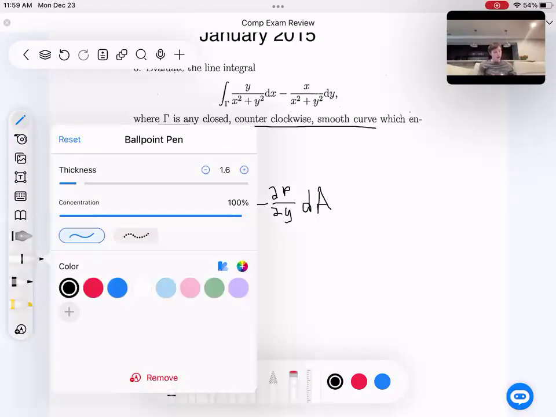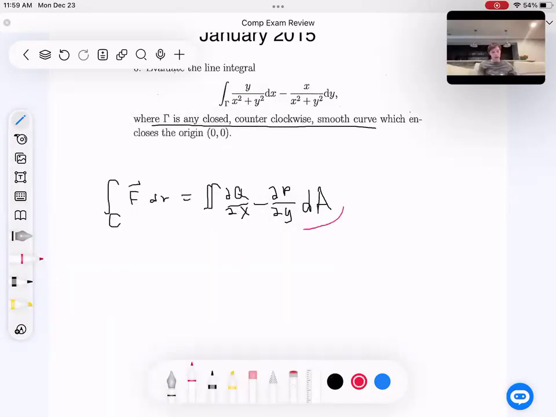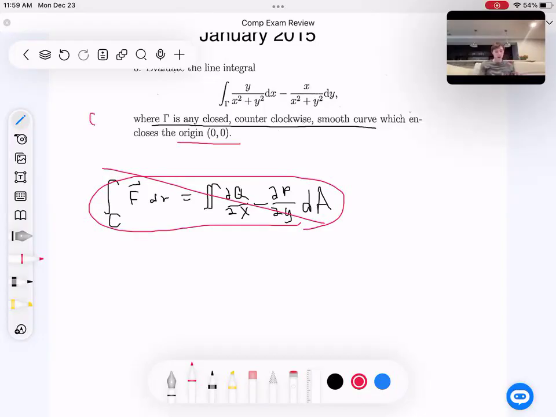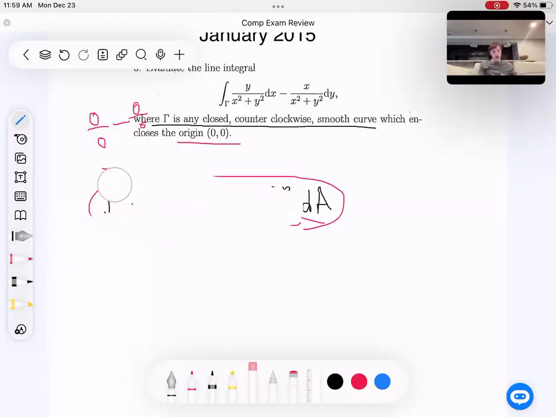But as I generally like to do with these types of problems, I'm going to cross this off because we actually cannot immediately use this. Here is why. If we look at the question, it says that it contains the origin. And when we plug the origin into this vector field, we see that there's a singularity because we end up with 0 over 0 dx minus 0 over 0 dy. That is no bueno. We cannot do that. Green's theorem cannot apply here.